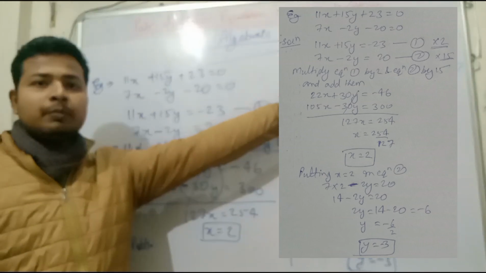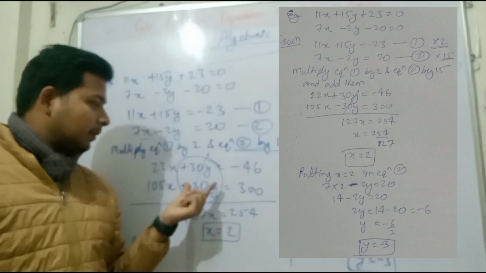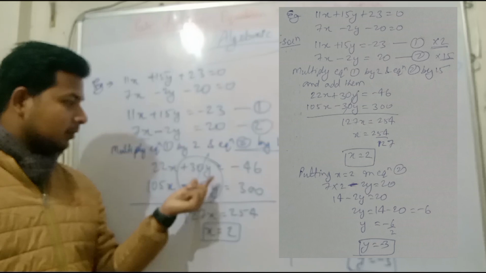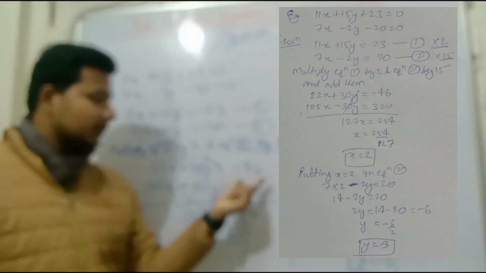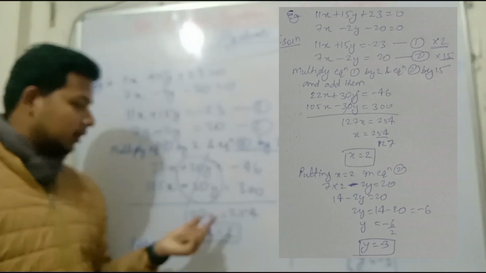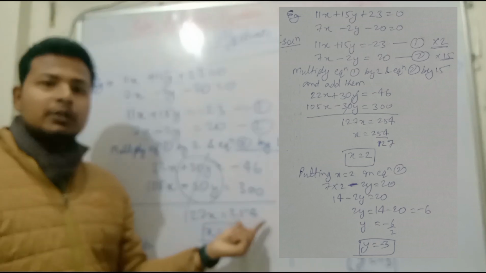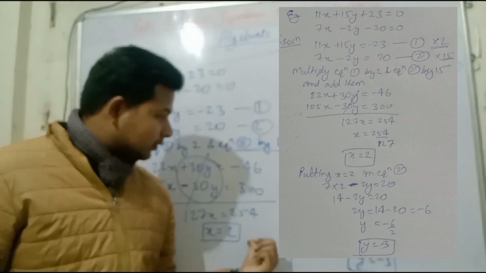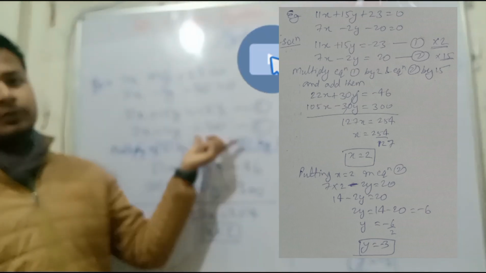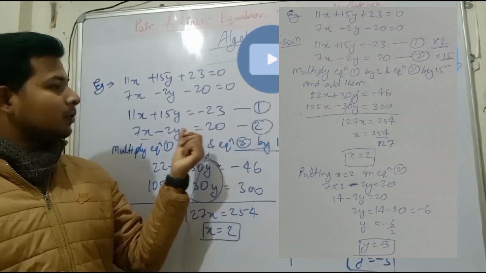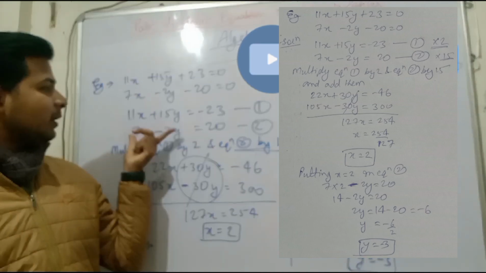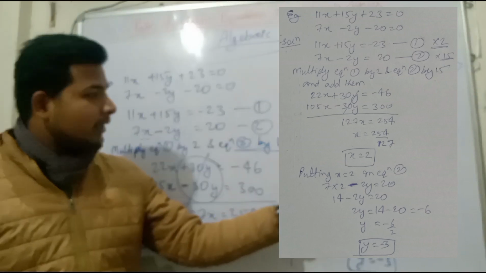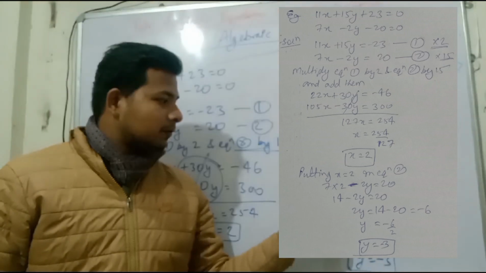This is the base of that method. We are able to eliminate one variable from the equation. Minus 46 plus 300 will give you 254. Now 127 into 254, that means the value of x is 2. Now putting this x equals 2 in any of the equations, you will get your answer. If I put 2 in equation number 2, it will become 7 into 2, because the value of x is 2, minus 2y equals 20. 7 times 2 is 14.